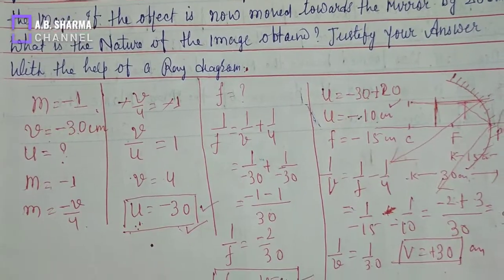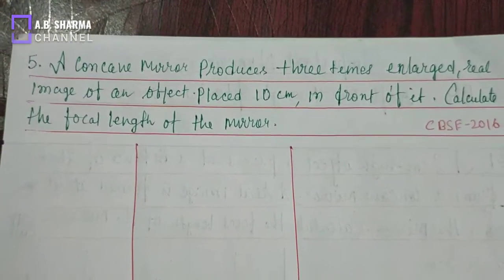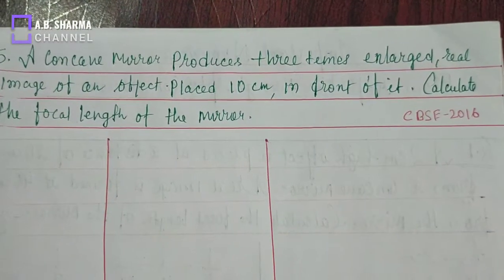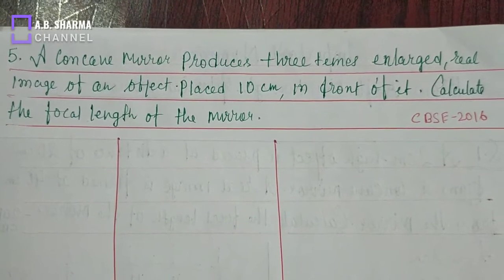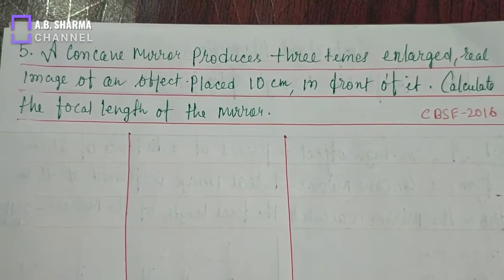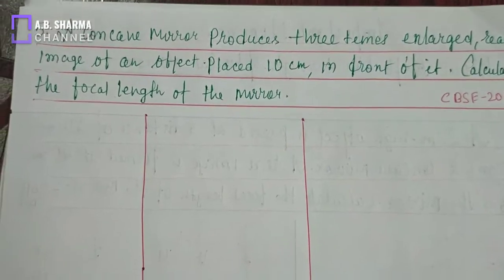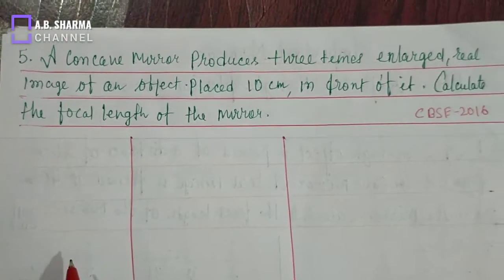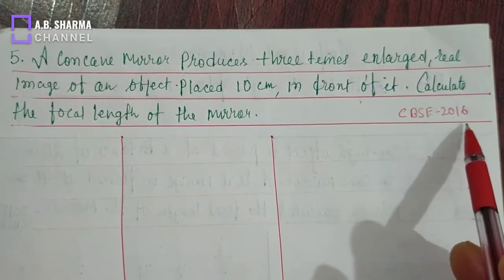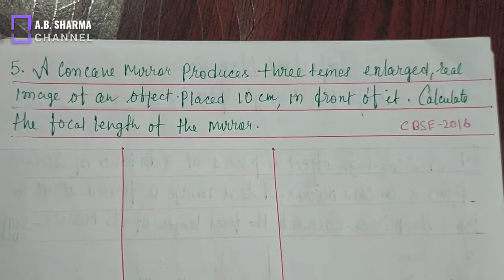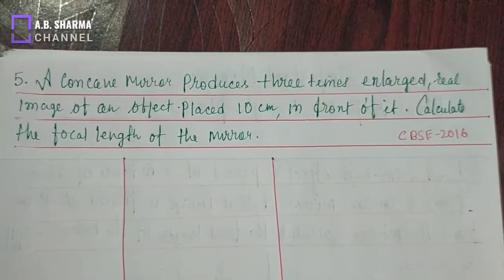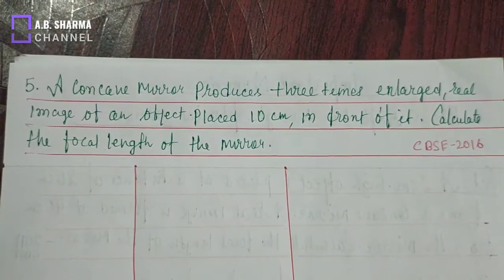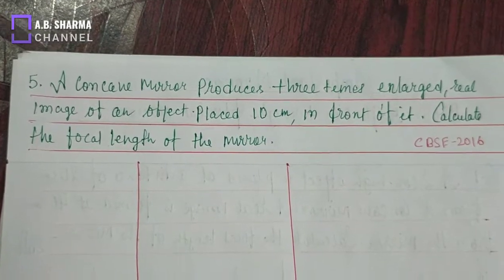Now see the next question, question number 5. A concave mirror produces a 3 times enlarged real image of an object placed 10 centimeter in front of it. Calculate the focal length of the mirror. First you try it by yourself. This question was asked in CBSE 2016, so it is a very important question. Pause the video and solve the question.